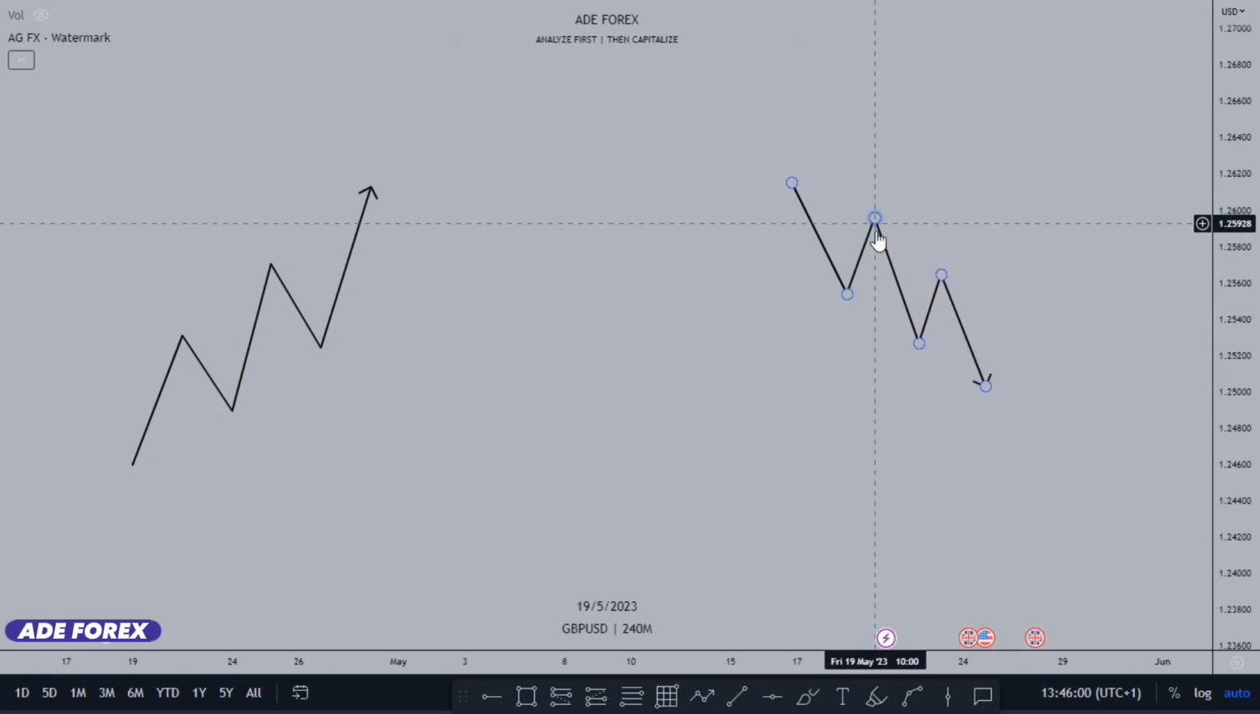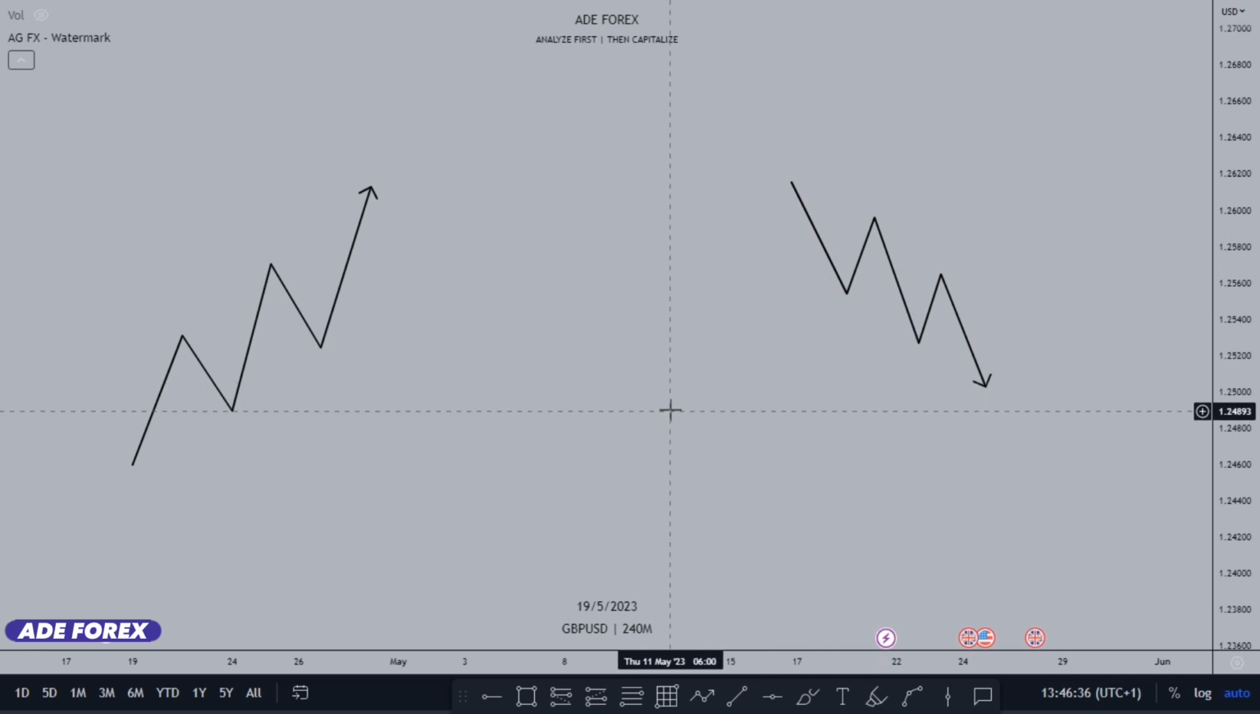This is a lower high, and another lower high. Why do we call these lower highs and lower lows? We call this a lower high because this is a high and this is also a high, but this high is lower than the previous high. And we call this a lower high because it is lower than the previous high. We call this a lower low because this low is lower than the previous low, and the same for this one. So that's the logic behind those terminologies.